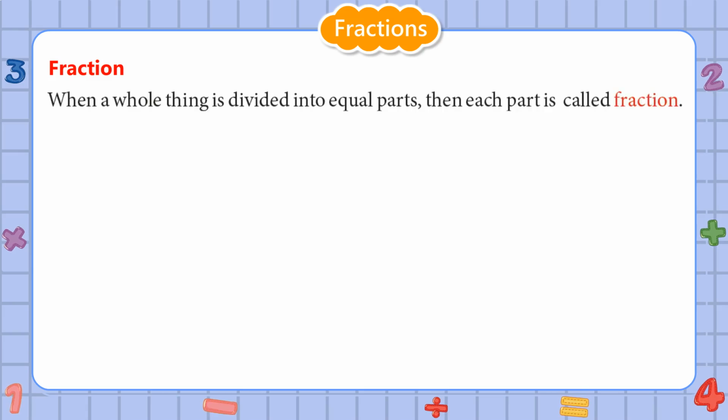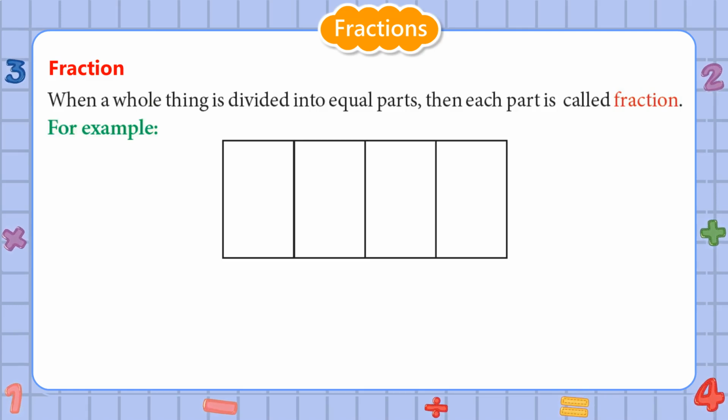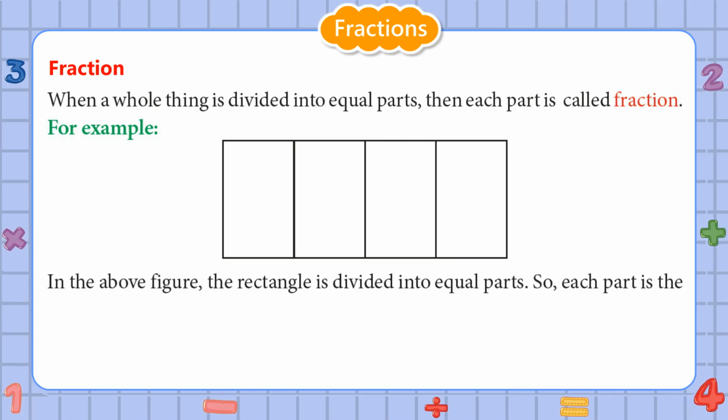Fraction. When a whole thing is divided into equal parts, then each part is called a fraction. For example, in the above figure, the rectangle is divided into equal parts. So, each part is a fraction of a whole.